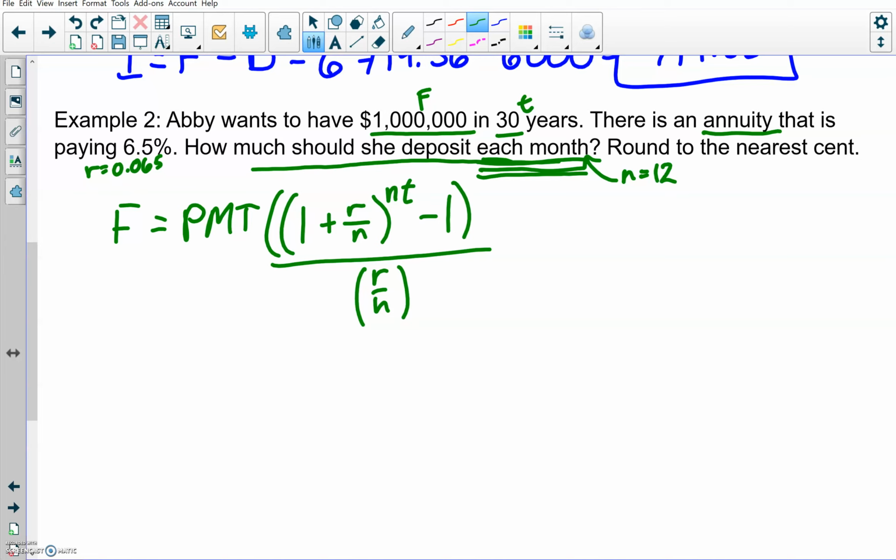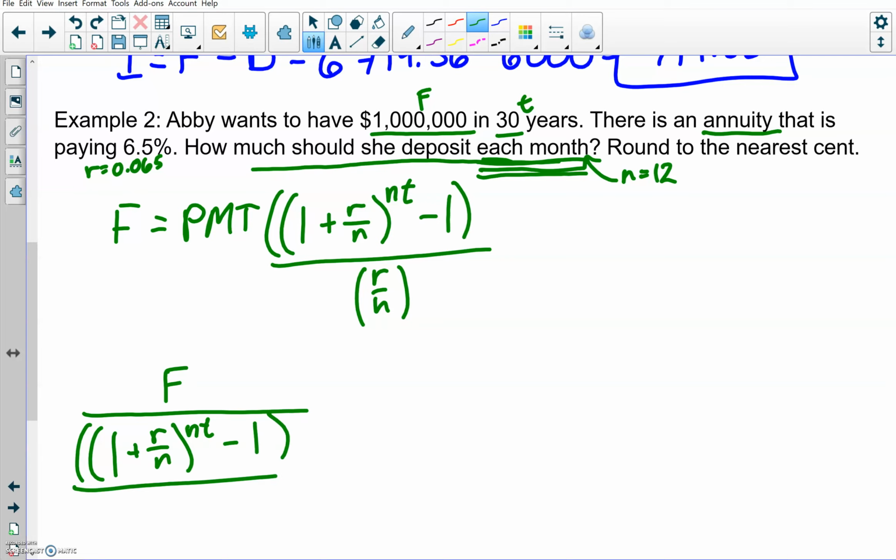So how does this work now? I want to find the payment. The payment's the unknown. So what I'm going to do is just divide both sides by all this crud that's being multiplied by the payment, and you get F over double parenthesis 1 plus R over N to the NT minus 1, divided by R over N. It looks messy, but you can type it in Desmos looking just like this and it'll work out. But this is what you do to get the payment.